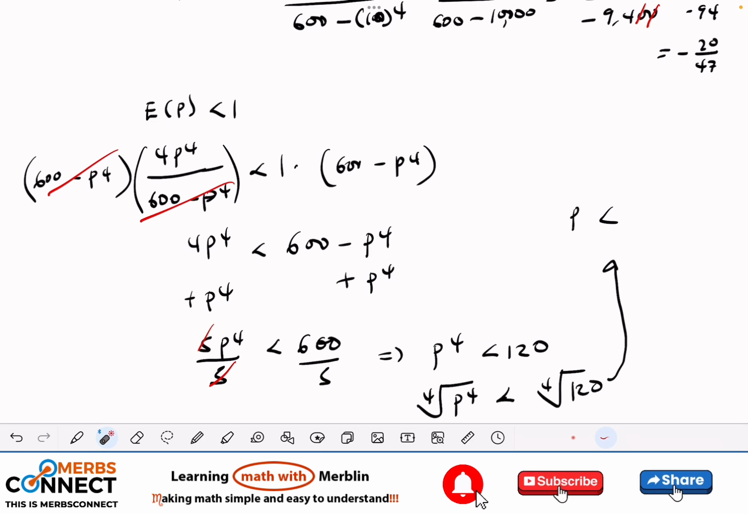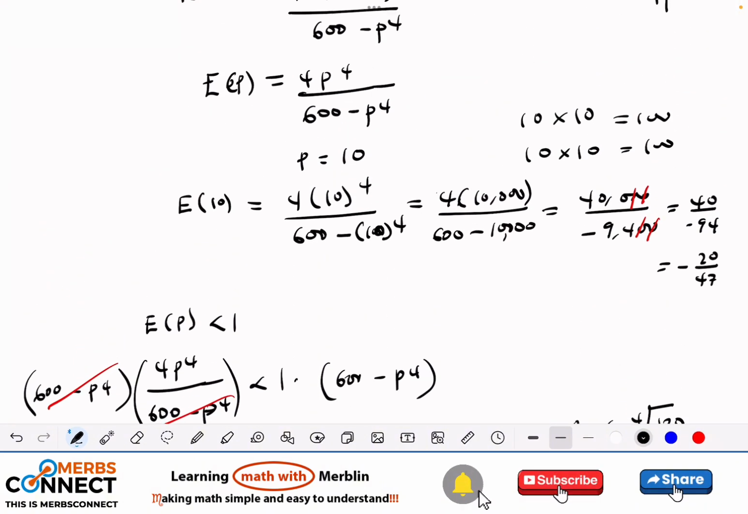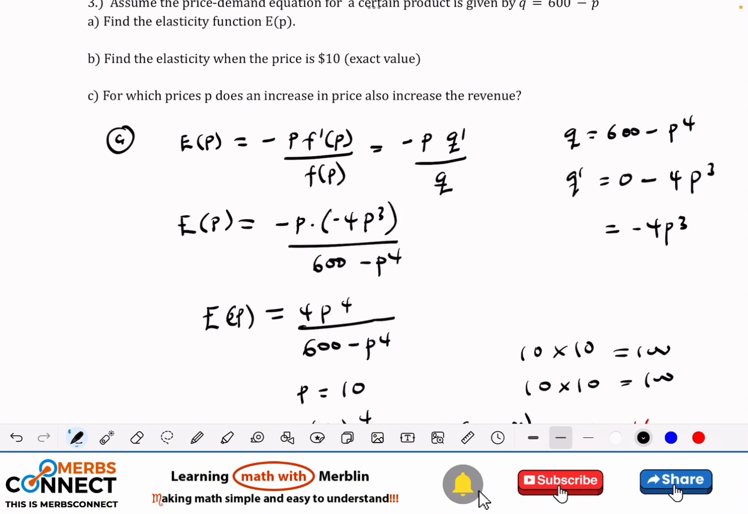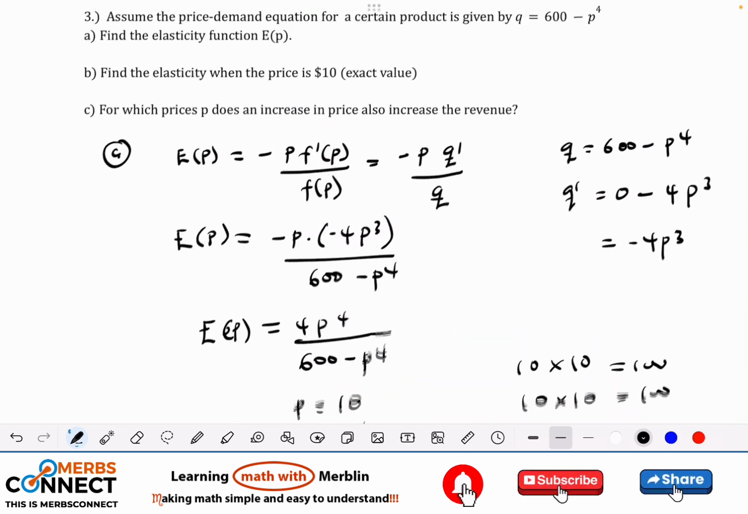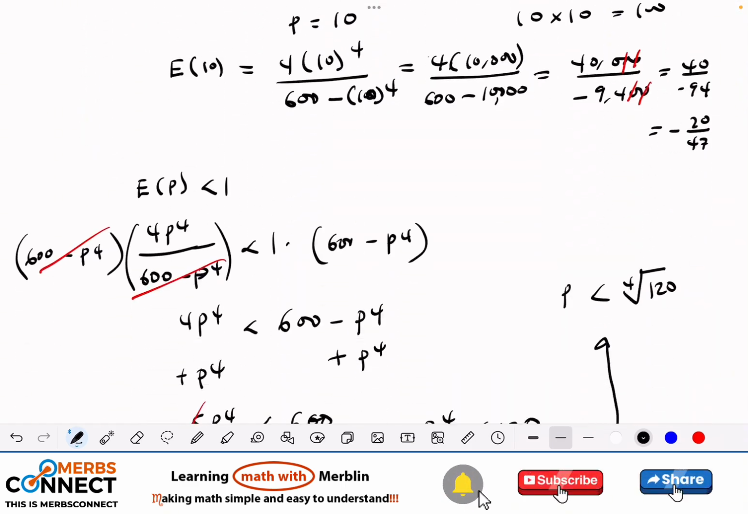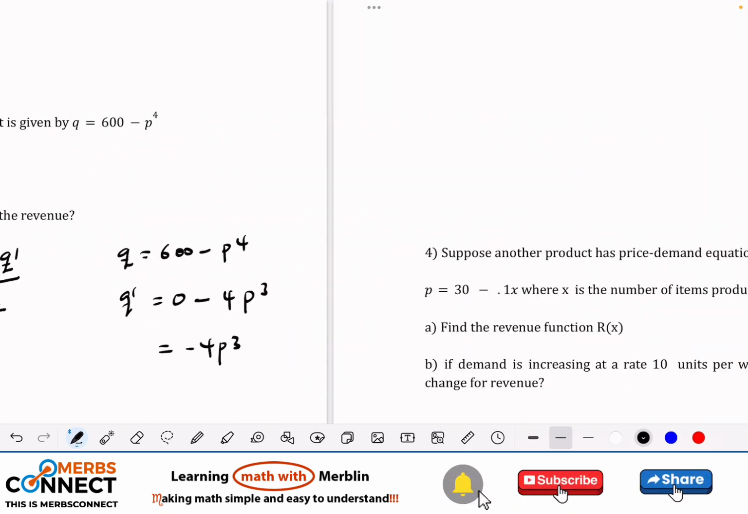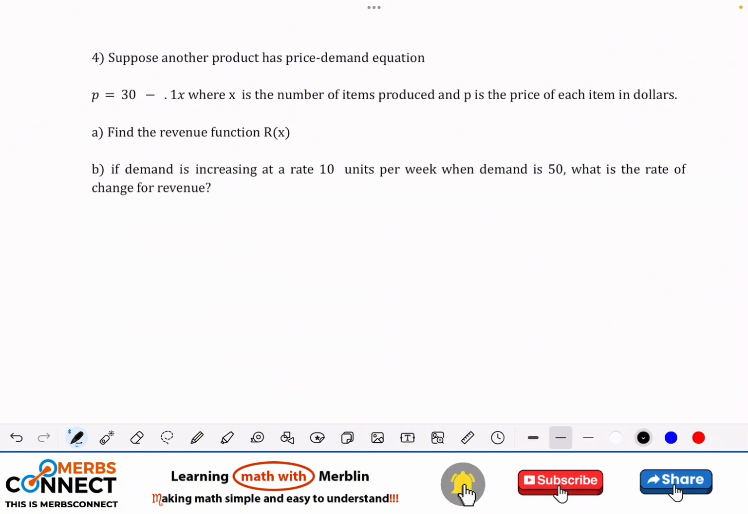So this will be the price if we get it. Let me write it here. This will be the fourth root of 120. This will be the price, and an increase in price will also increase the revenue, right? So this is question 3. Let's go to question 4.